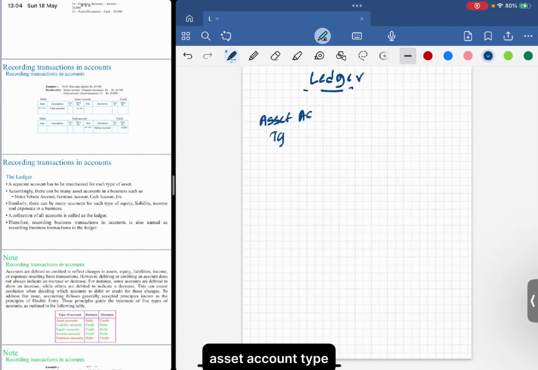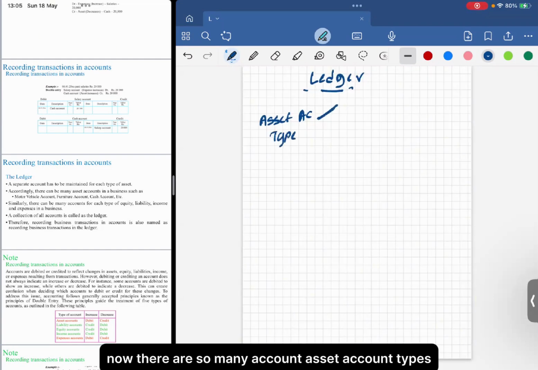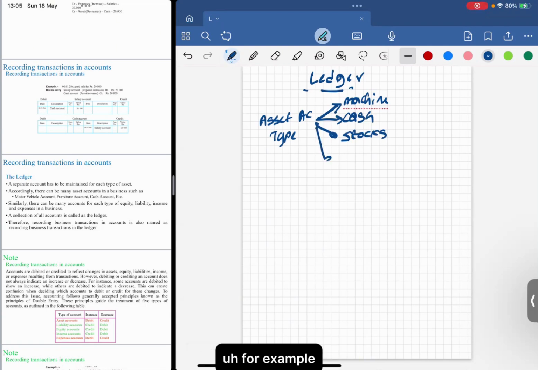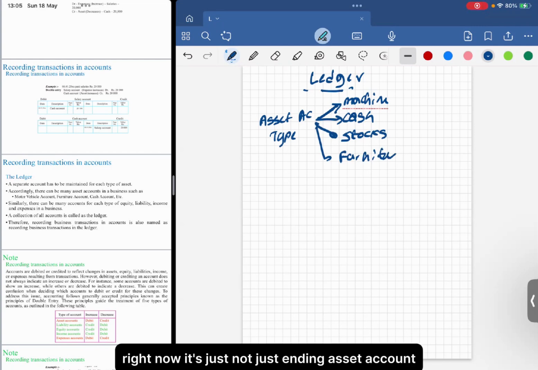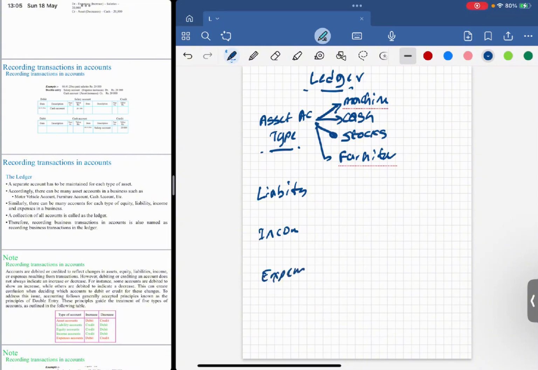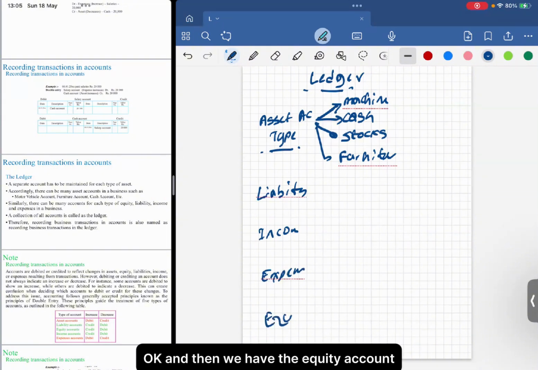Now there are so many asset account types. So many asset accounts. For example, machinery account. Okay, there can be cash account, there can be stocks account, and there can be what else? For example, furniture account. Likewise, there are so many accounts, right? Now, it does not just end in asset account. We also have liability accounts, we have income accounts, we have expense account, and then we have the equity account.